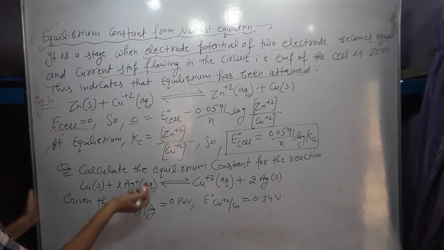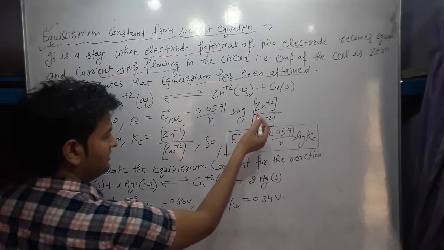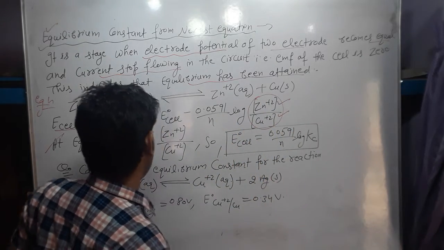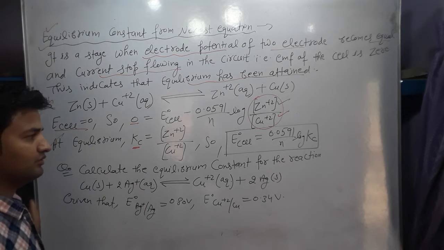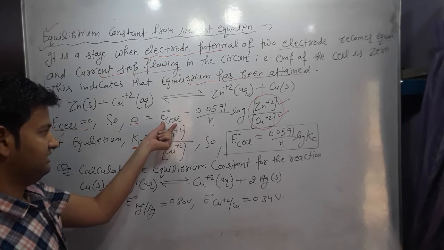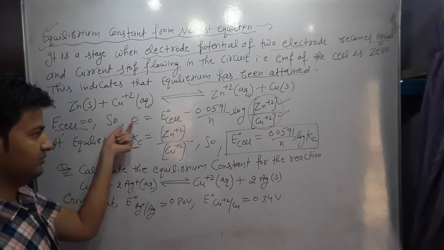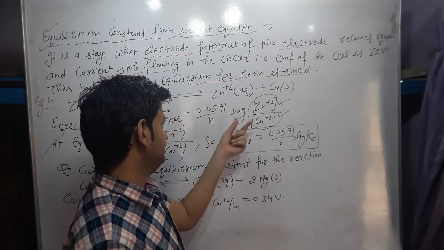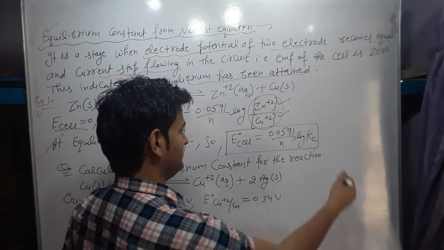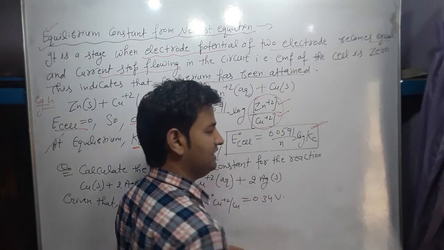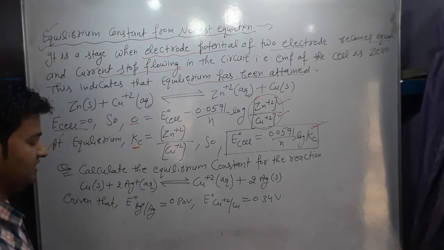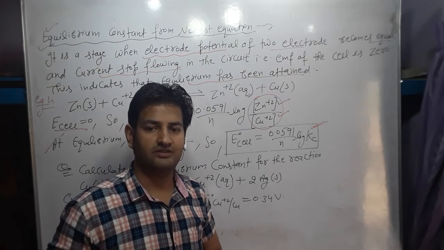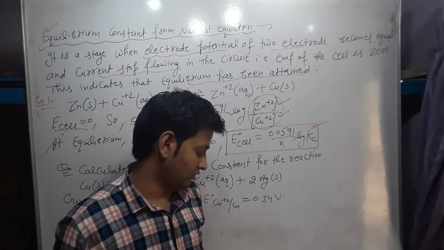At equilibrium, we know that the ratio of the concentration of product by the concentration of reactant will be equal to the equilibrium constant. So we can bring E naught of the cell to the other side, so E naught of the cell is equal to 0.0591 over n log Kc. So we can calculate the equilibrium constant from this equation. E naught of the cell will be equal to 0.0591 over n log of Kc.